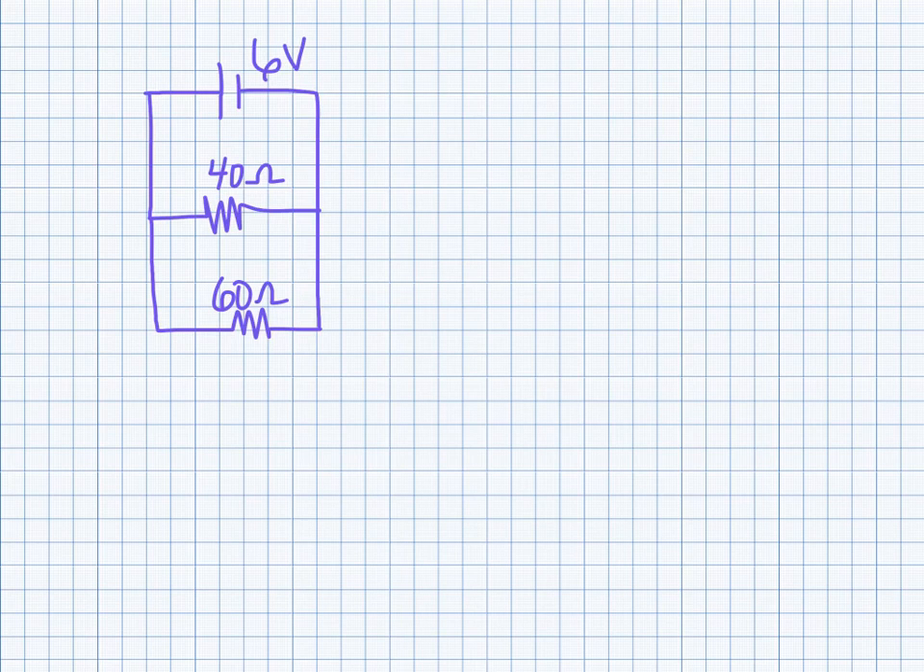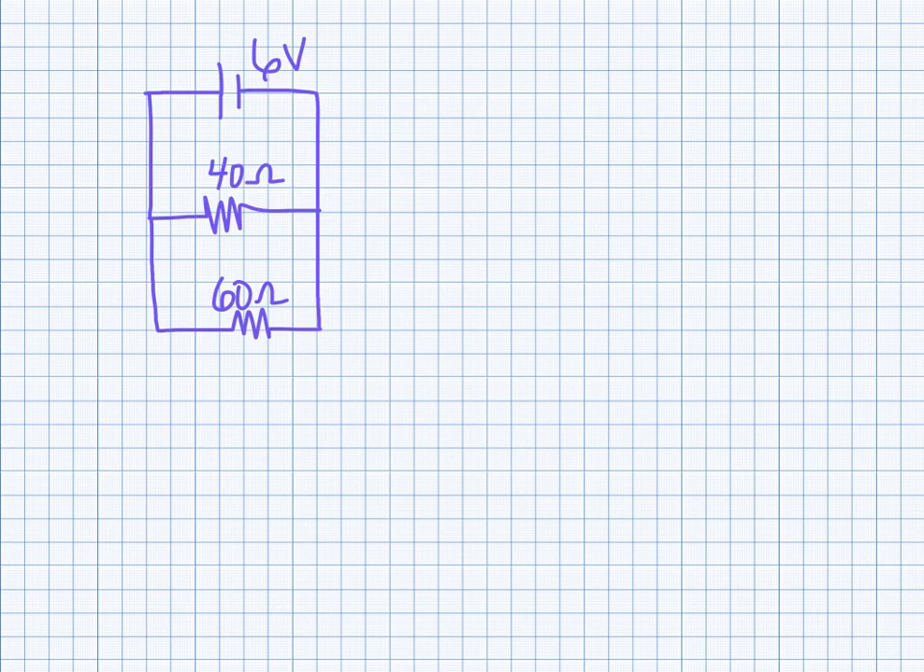All right, so let's take a look then at a parallel circuit. Parallel circuits are going to have multiple loops within them, multiple ways of moving from the battery back to the battery. So the current can either go through the 40 ohms or the 60 ohms, so some of it goes each way.